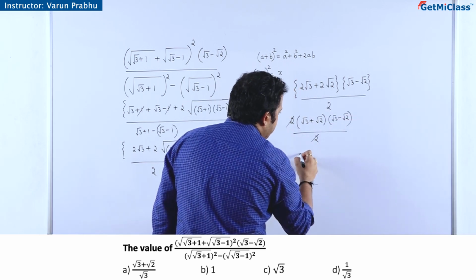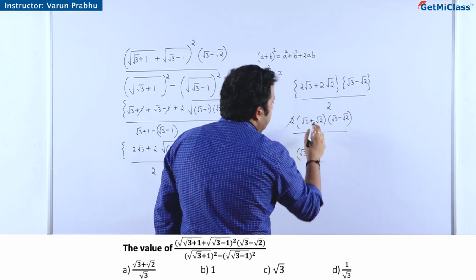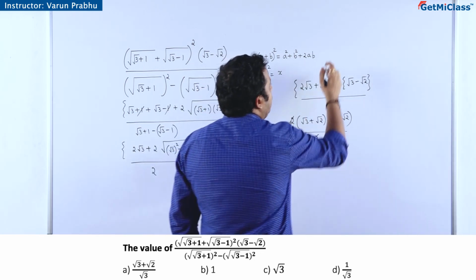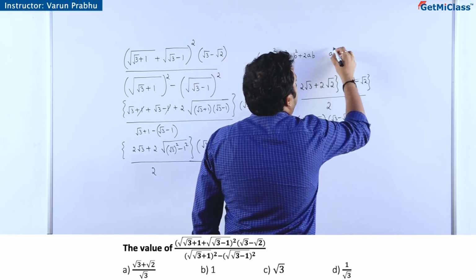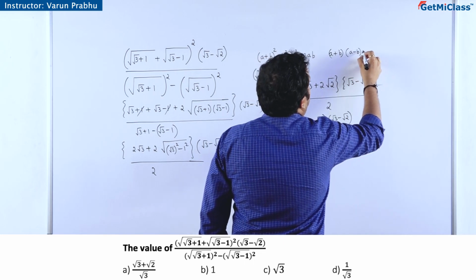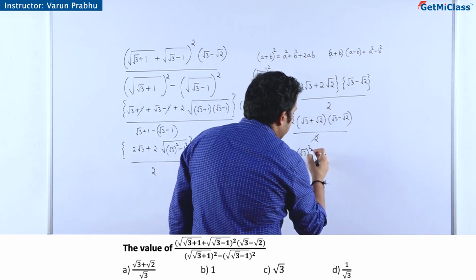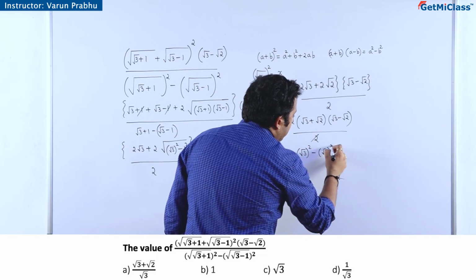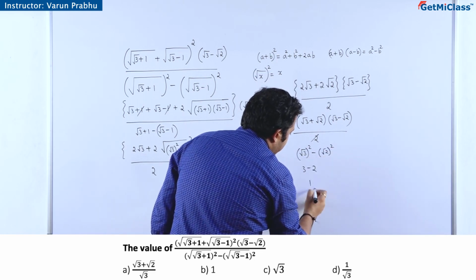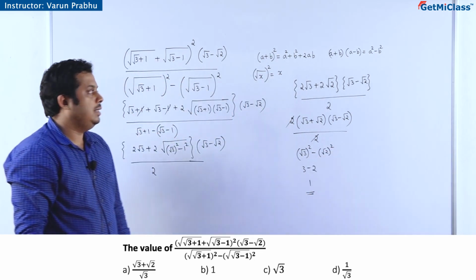So your answer to the question will be root 3 the whole square. This is because of the formula a plus b into a minus b. Alright, a plus b into a minus b, that is equal to what? That is equal to a square minus b square, right? A square minus b square. So root 3 square minus root 2 square. So your answer to the question will be 3 minus 2, which is equal to 1. This would be the answer to the question.